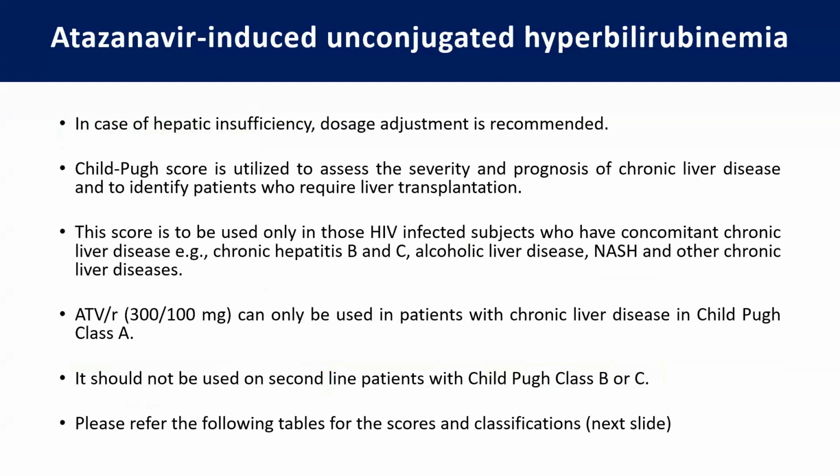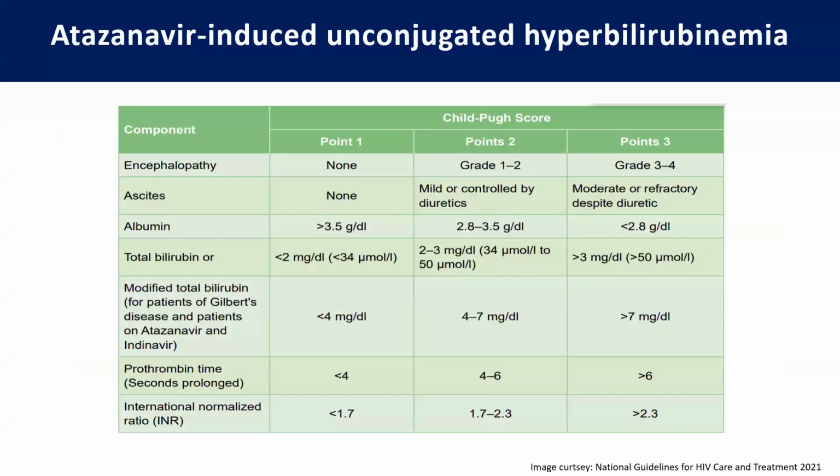Next slide. So we'll just skip that because of the Child-Pugh scoring and all. This scoring is done to grade the hepatotoxicity. So we can give atazanavir only in a patient who is in Child-Pugh class A. For calculating the Child-Pugh score, this whole table is there.